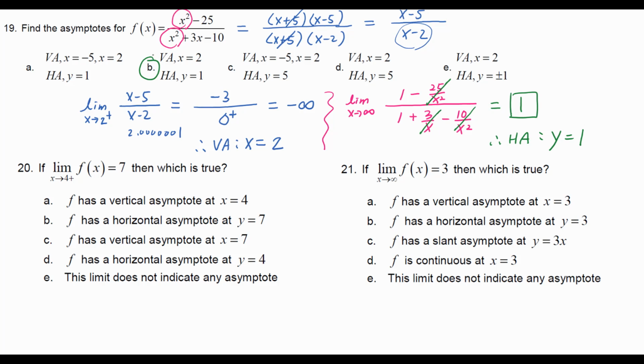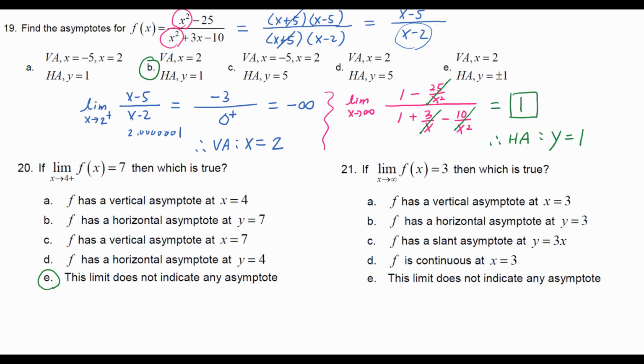Number 20. If the limit as x approaches 4 from the right of f of x equals 7, then which is true? Well, when x approaches c from the right or from the left and f of x equals plus or minus infinity, then we have a vertical asymptote. So when x approaches a real number c from the right or left and you get a number there, it doesn't say anything. This limit does not indicate any asymptote. So the answer will be E.